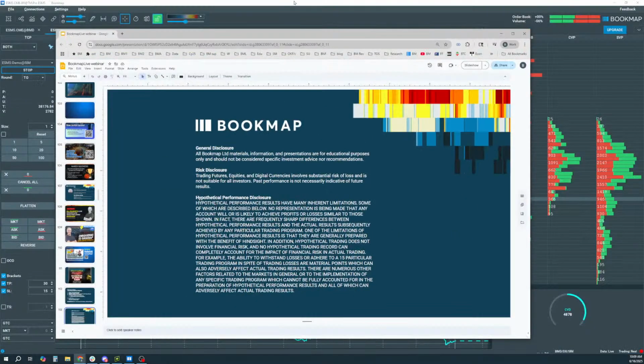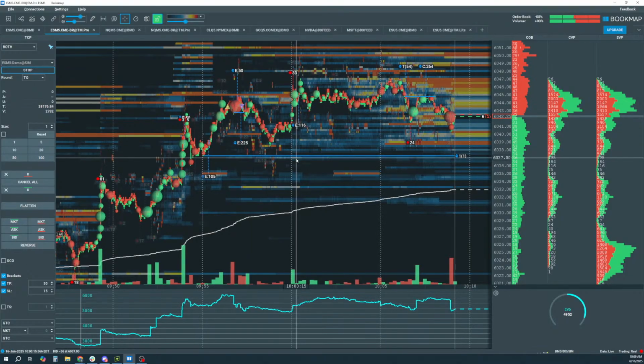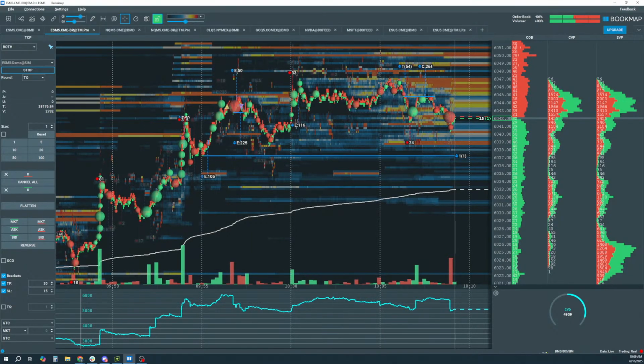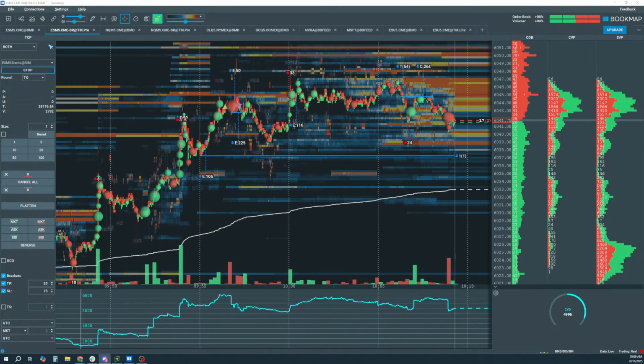All right, let's jump in. Let's take a look at these markets here. We're looking at the S&P E-mini. We are in rollover period. Okay, for those of you who don't know what rollover is, hold on a minute here.